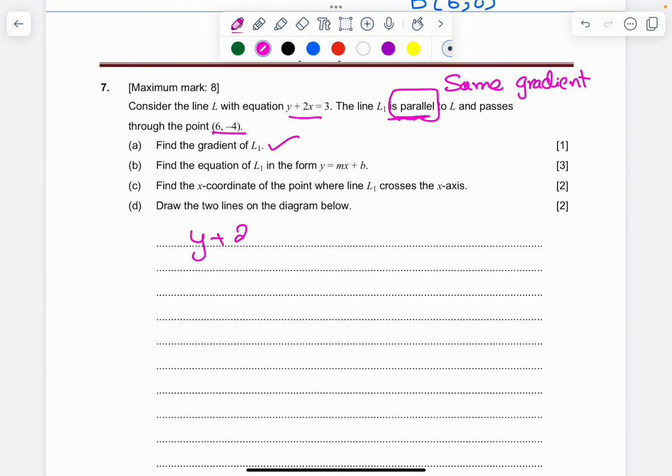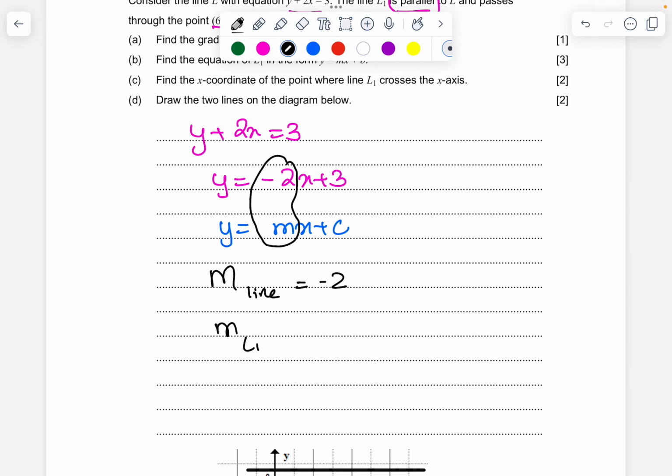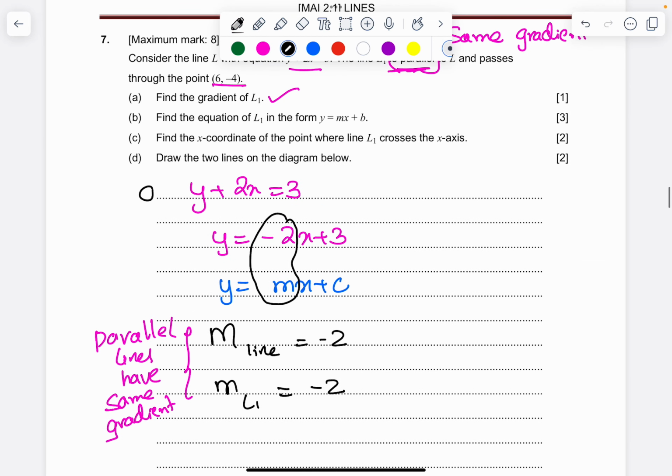So y plus 2x equals 3, so y equals minus 2x plus 3. Comparing with y equals mx plus c, we can know that the gradient of the line is negative 2. So the gradient of L1 will also be negative 2, because parallel lines have the same gradient. Next, that is part A.